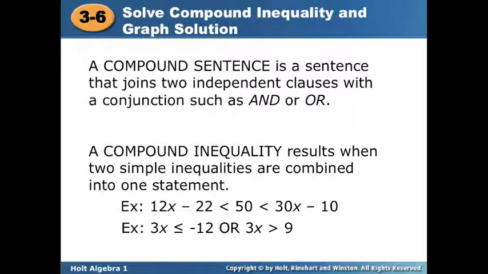A compound sentence is a sentence that joins two independent clauses with a conjunction such as and or. A compound inequality results when two simple inequalities are combined into one statement. You see the examples following. We have two simple inequalities combined together.